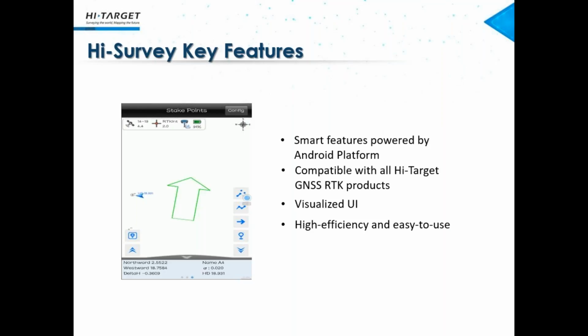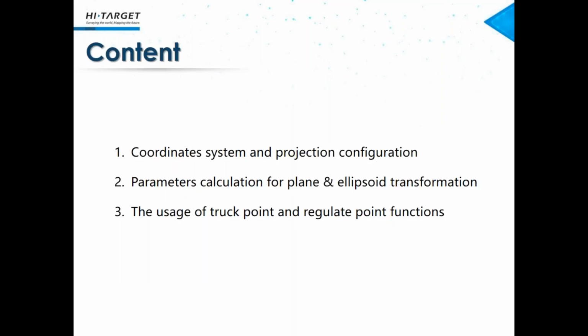Okay, right, let's get started. I have divided my presentation into 3 main parts. First part, coordinate system and projection configuration in Hi-Survey. I will show you the workflow in Hi-Survey. Second part is parameter calculation for plane and ellipsoid transformation. It is like localization in other software such as SurveyCE. And with this function, we can calculate parameters with 2 known points or 3 known points.